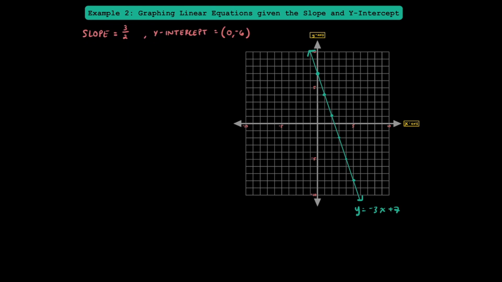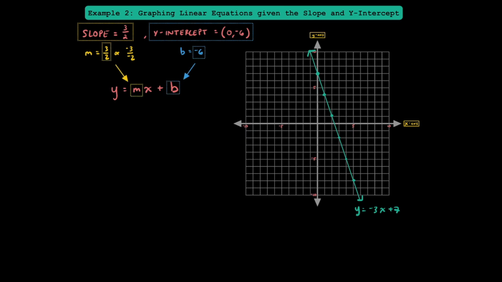In this example, we have a slope of 3 over 2 and a y-intercept of 0, -6. From this, we know m is equal to +3 over 2, or we can think of it as -3 over -2 if that's more useful for you. And the value of b is going to be -6. Let's substitute these values into our slope-intercept equation. 3 over 2 is going to be our m, and -6 is our b. Our equation here is going to be y is equal to 3 over 2x minus 6.